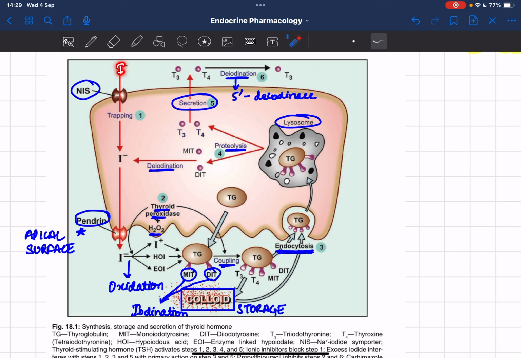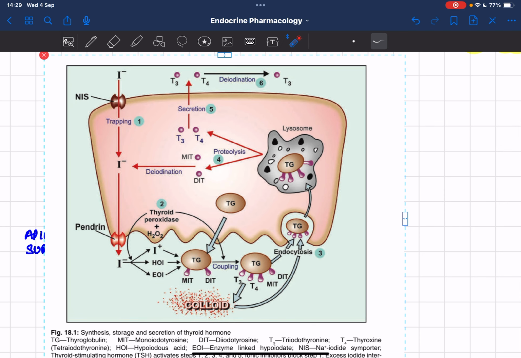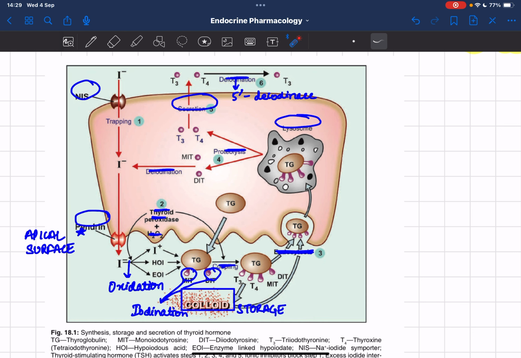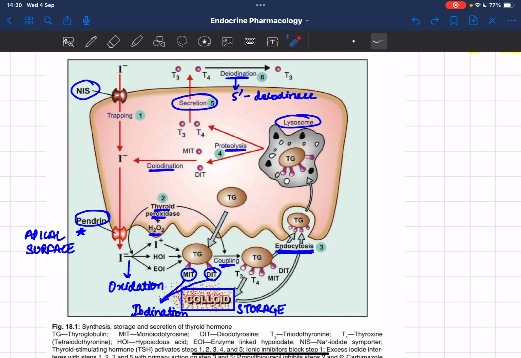Once the iodine comes inside with the help of sodium and iodide, that is why they are a symporter, because they are both being pulled in, it's trapped inside. That is known as iodide uptake or trapping. So iodide is coming here, and now it needs to go towards the colloid. For going to the colloid, at its apical surface it has a protein known as pendrin. If you have studied physiology well, you will already know about this pendrin protein. So iodide is now in the colloid.